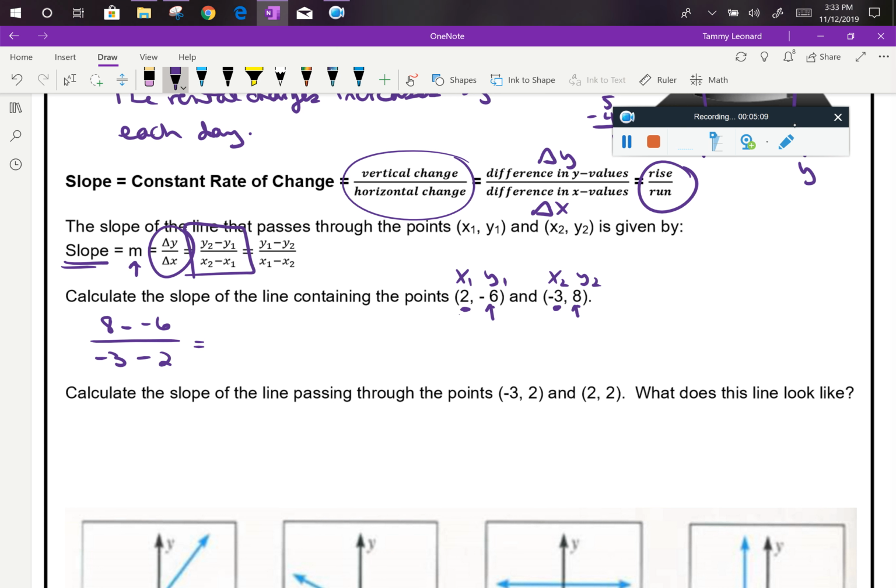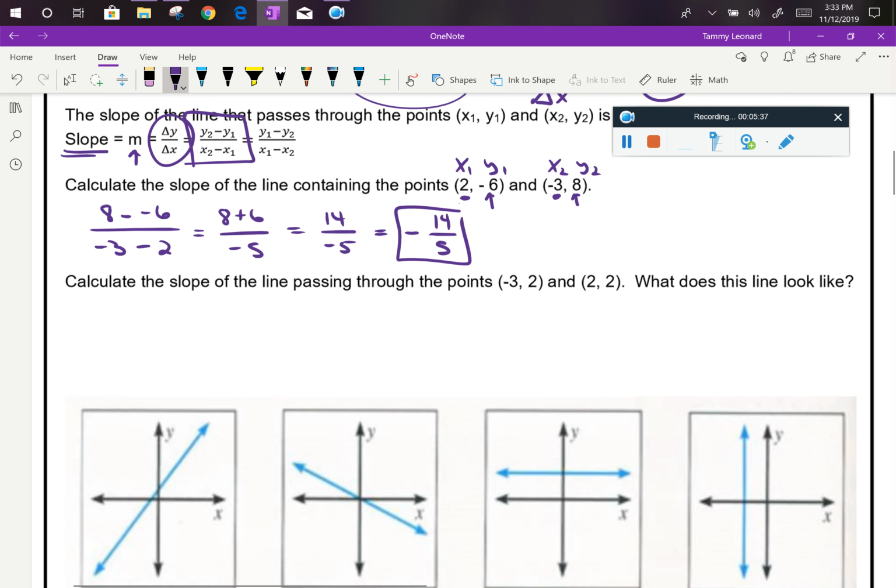8 minus a negative 6 is really 8 plus 6, or 14. And -3 minus 2 is -5. The only thing I would change about this for my final answer is I would sneak that negative out in front of the whole fraction, because we don't really leave negative signs in the denominator. But 14 and 5 don't have any common factors, so we can't reduce it any further. So the slope of this line is negative 14 fifths. That's the rate of change.